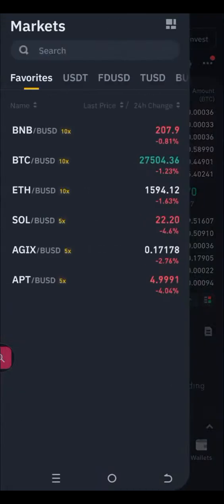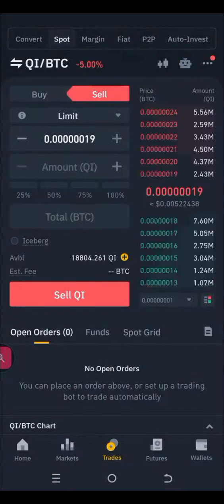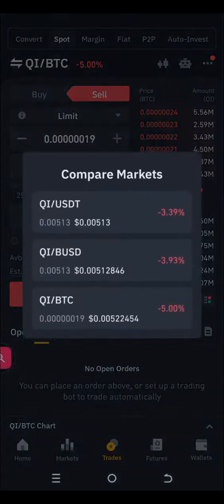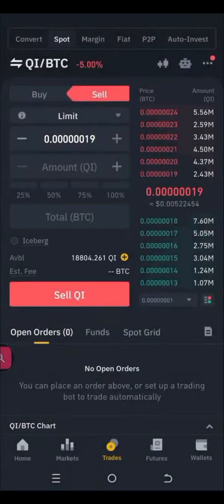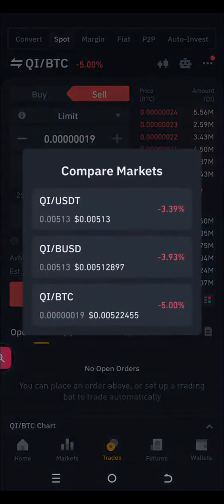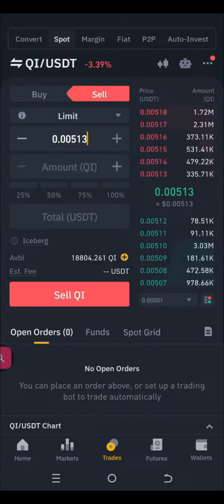Normally, we'll set a sell limit. And that's all we're going to do. So let's go and check. We're just going to have to wait. Oh no, this is QIBTC. Let's go back to QIUSDT. So we're going to set a sell limit and just wait for it to execute. We don't know how long this is going to take, a couple of days, a couple of hours.